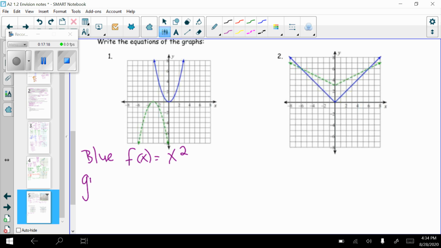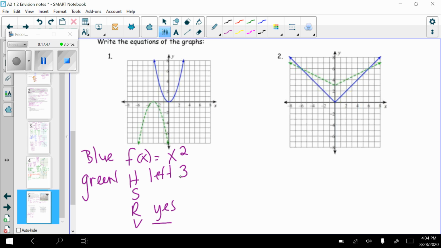So now we want the green. We want to see what happened to it. I noticed, okay, H, S, R, and V. I noticed that it's opening down, so I know I have a reflection. I noticed that it did not move on the y-axis, so there's no vertical shift. It shifted on the x-axis, and it shifted left. It's like 3, so it's going left 3.